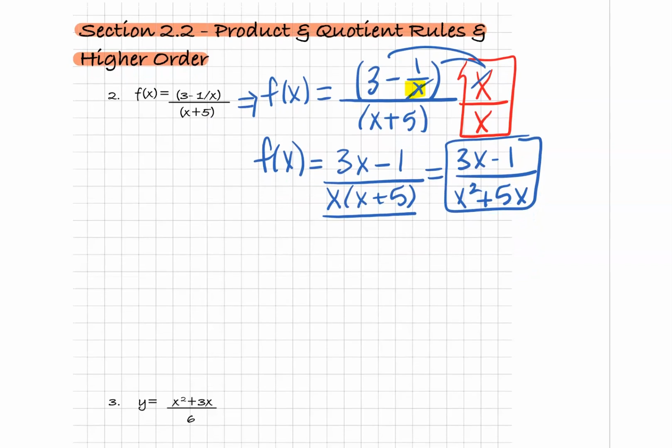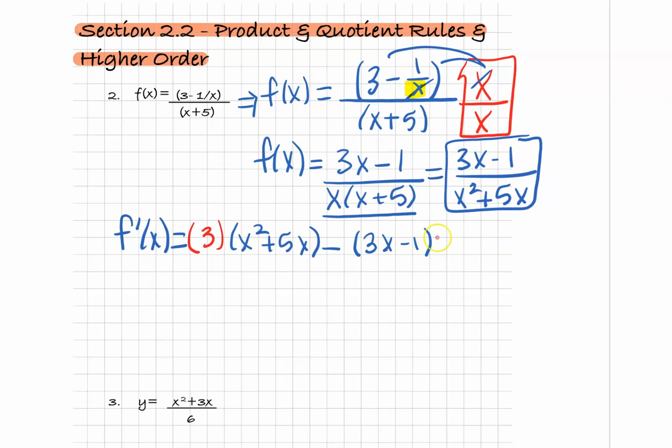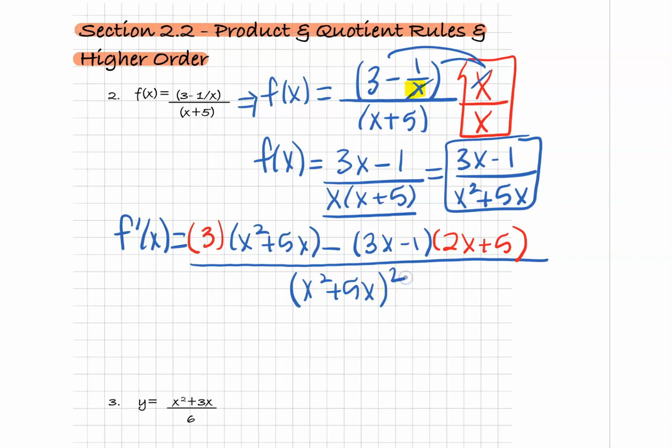Let's now do our derivative. So that says f prime of x is equal to the derivative of the top, which is 3, times the bottom, x squared plus 5x, minus the top, 3x minus 1, times the derivative of the bottom, which is 2x plus 5. All over, don't forget your denominator, the bottom squared.